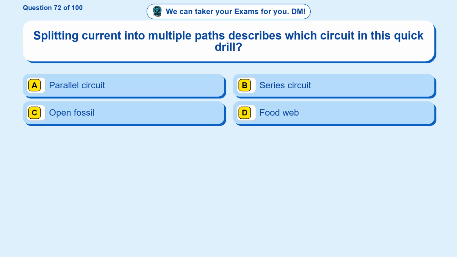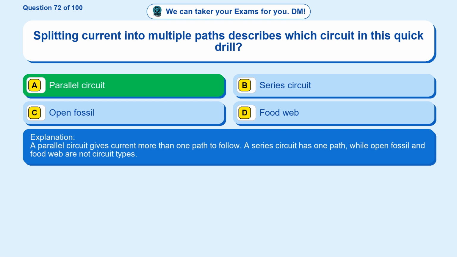Question 72. Splitting current into multiple paths describes which circuit in this quick drill? Option A, parallel circuit. Option B, series circuit. Option C, open fossil. Option D, food web. The correct answer is option A, parallel circuit. A parallel circuit gives current more than one path to follow. A series circuit has one path, while open fossil and food web are not circuit types.